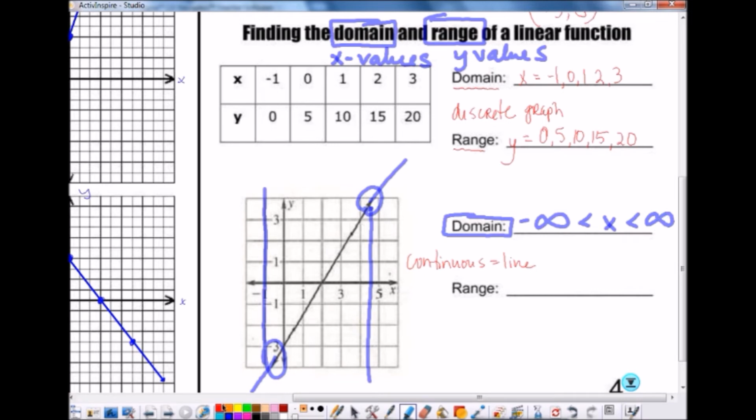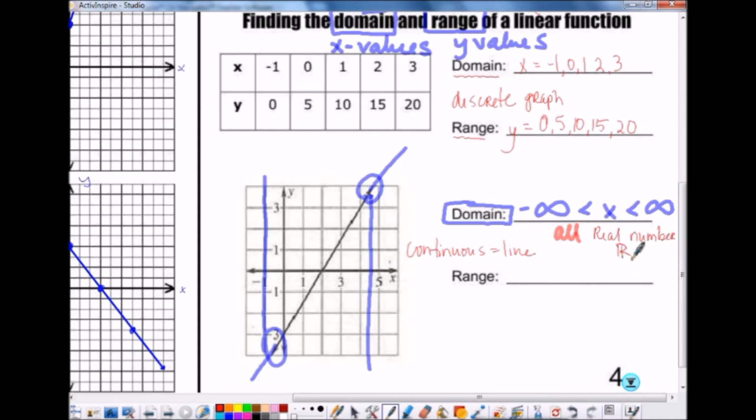You can also write it as all real numbers. That means it's all the numbers I've ever known. So you can write it both ways. You can also write it as the capital R as well.